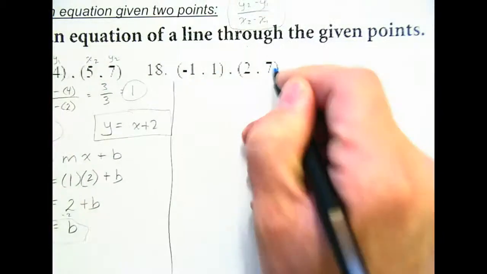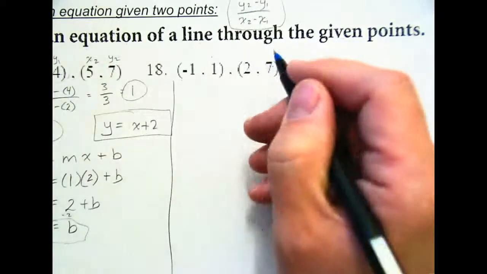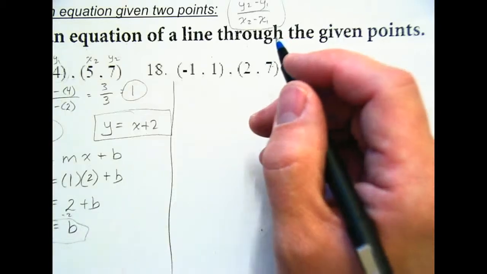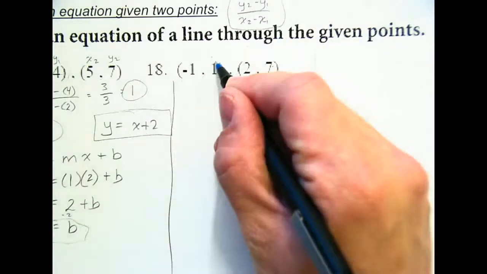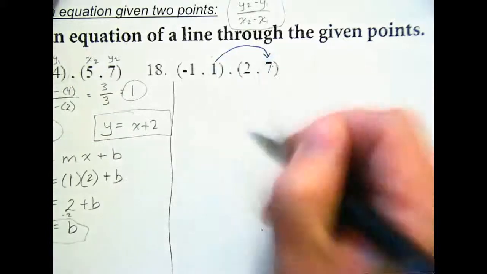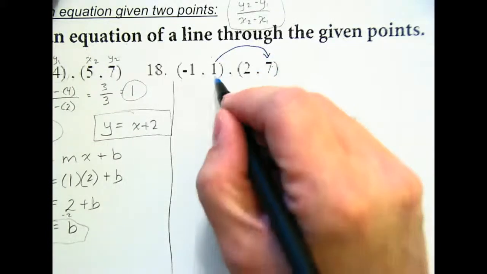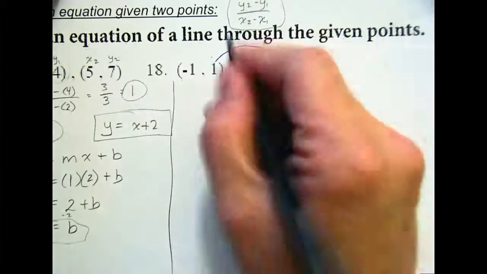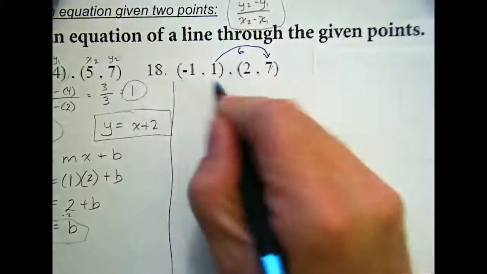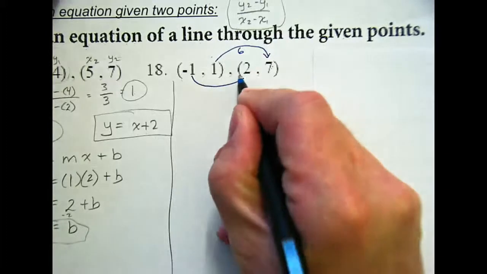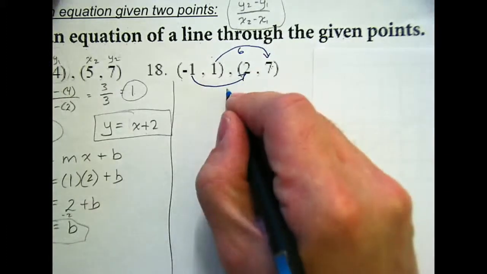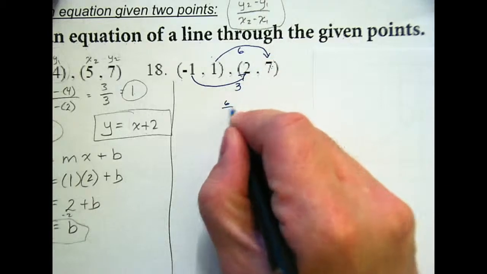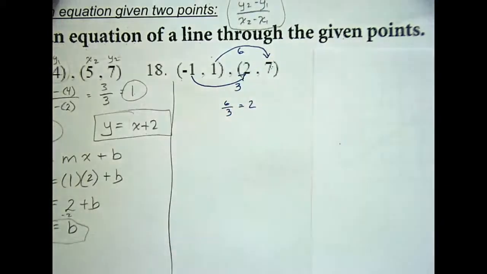This is my y and this is my y, correct? Remember, slope is what over what? Rise over run, or what letter over what letter? It's y over x, okay? So if I go from y to y, how far did I go? 1 to 7 is? Think of a number line. 6. And then negative 1 to 2 is? 3. It's a positive 3. What's 6 over 3? That's our slope.